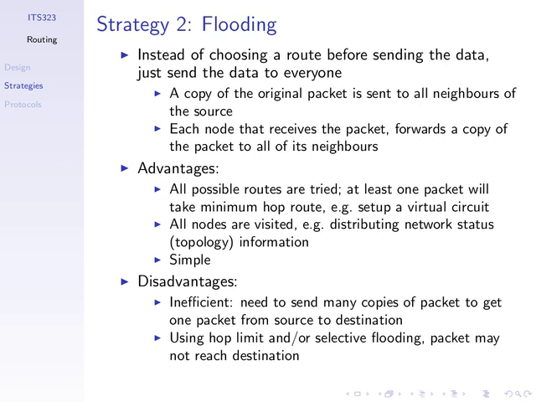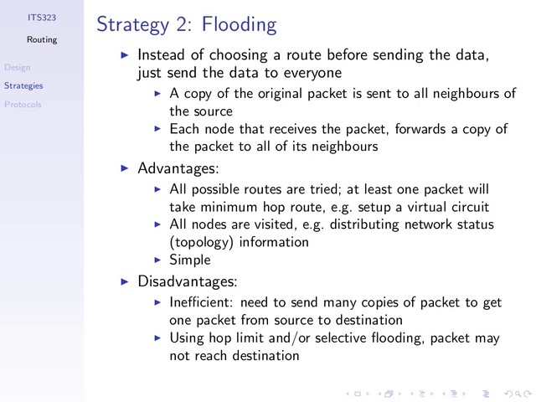Well, actually, the steps. The source node sends a copy of the original packet to all of its neighbors. And all of those nodes send a copy of that packet to their neighbors and keep going. Each node that receives a packet forwards a copy of the packet to all of its neighbors. Eventually, everyone's received a copy of that one original packet. And therefore, the destination must have a copy. And we've delivered the data from source to destination.